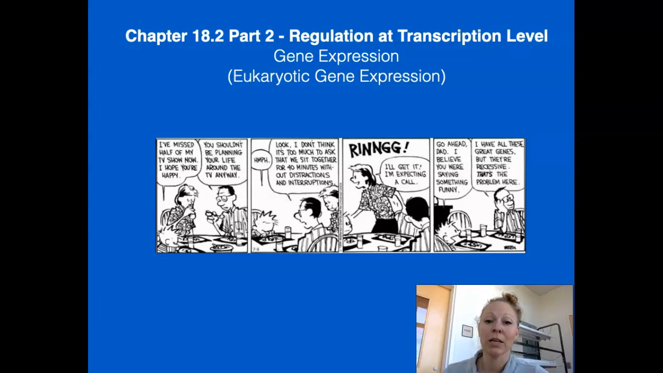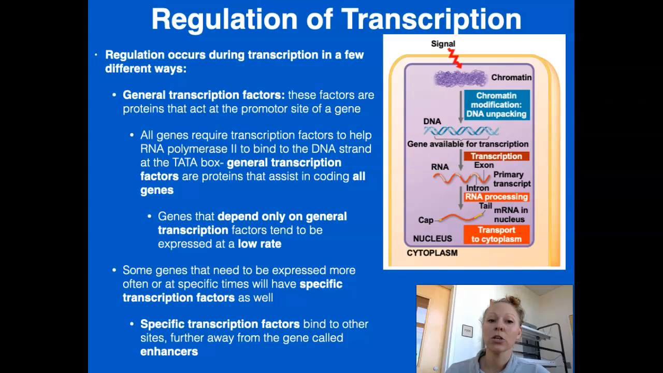We're talking about regulation at transcription level. So let's get started. Regulation occurs during transcription in a couple of different ways. There are going to be general transcription factors, which is what we've been talking about. These are the transcription factors that attach at the promoter region and create a greater affinity for the RNA polymerase to attach onto the DNA.